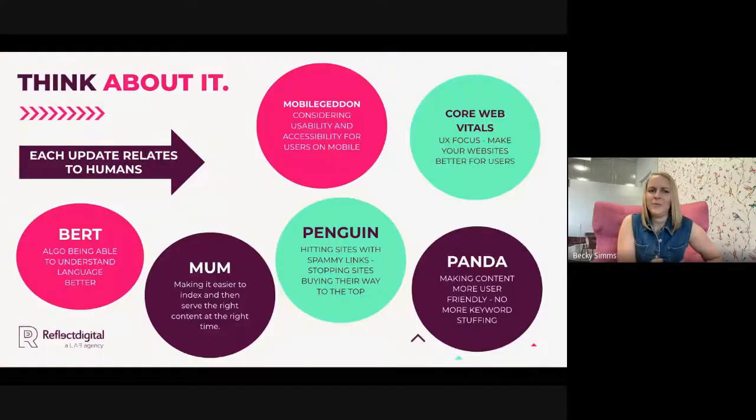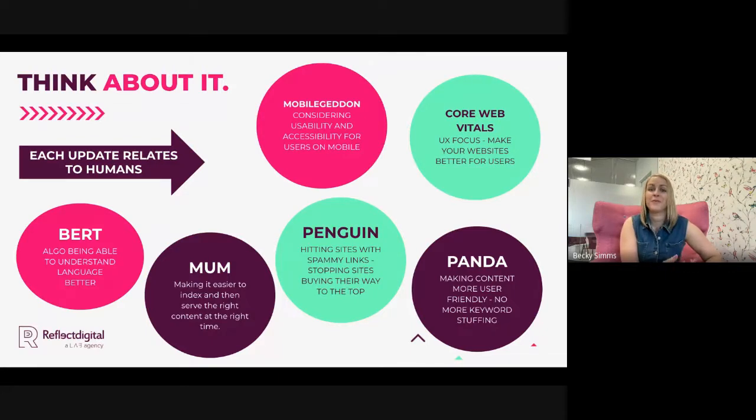So when you think about the updates that have happened over the last 10, 15 years, they all can be pulled back to being about humans. We think about Penguin and spammy sites. That was kind of stopping those sites being able to buy their way to the top by just buying links. Panda was about the user-friendly content, stopping us stuffing keywords and making it awful to read for humans.